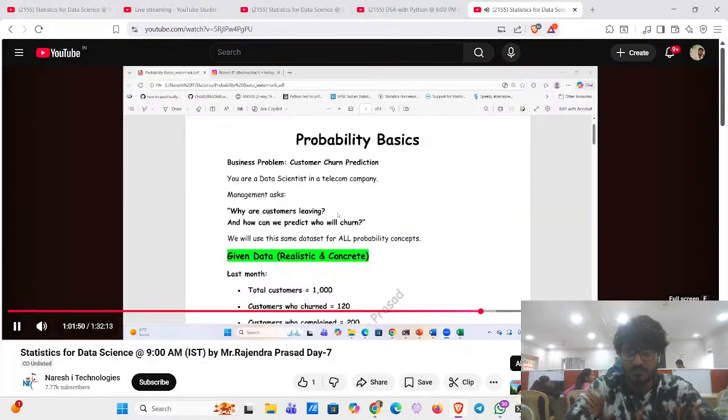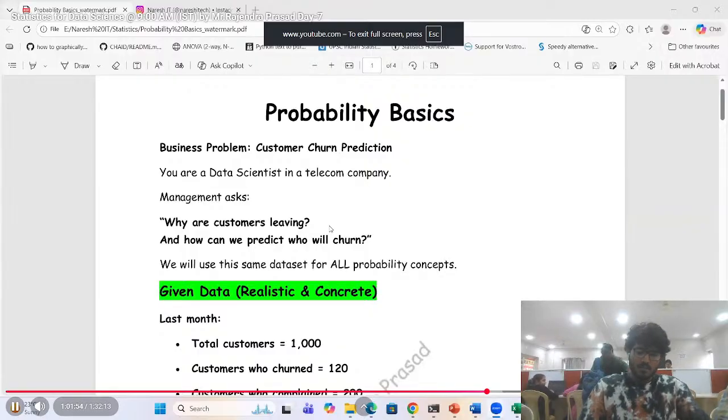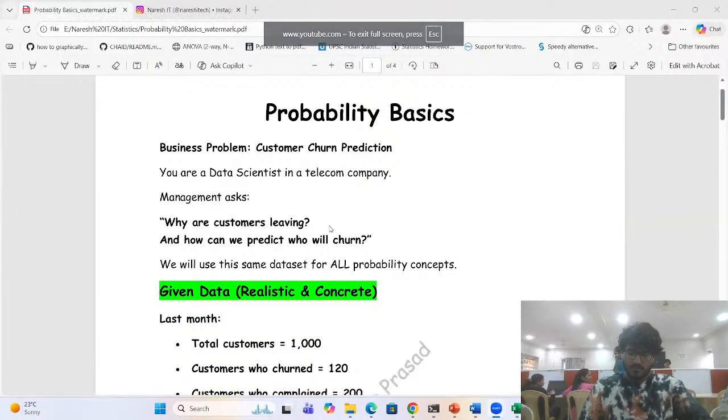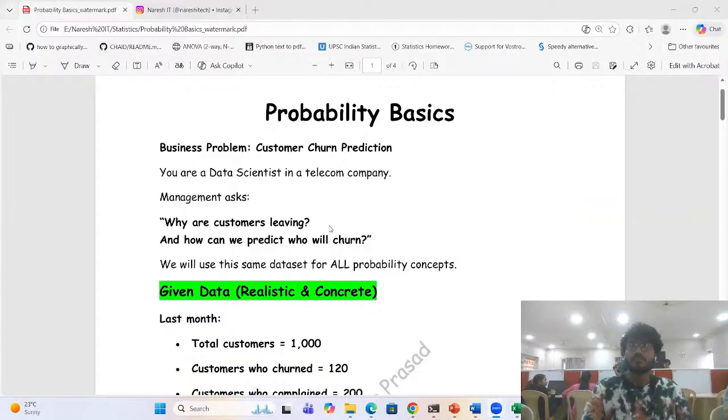See, the basic problem every company, every business will face is customer churn. What do you mean by customer churn? It means you usually come to my shop, and all of a sudden you go to another shop. You converted from my business to another business. That is nothing but churn.